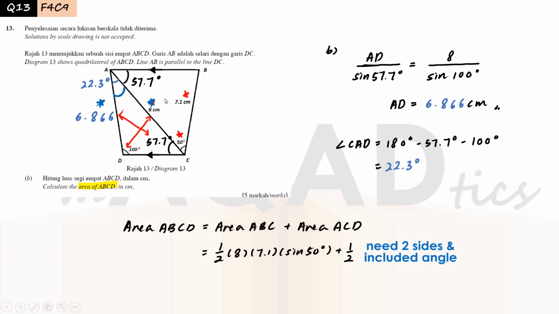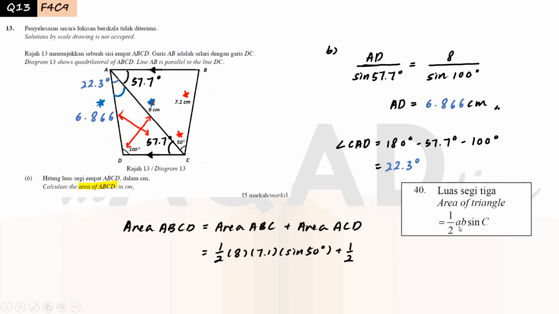Now we have the two sides and the included angle, and we are just going to substitute it here. We are going to multiply A and B, which is 8 and 6.866, and sine 22.3. Once we simplify, we can find the total area, which is 32.177 cm square.